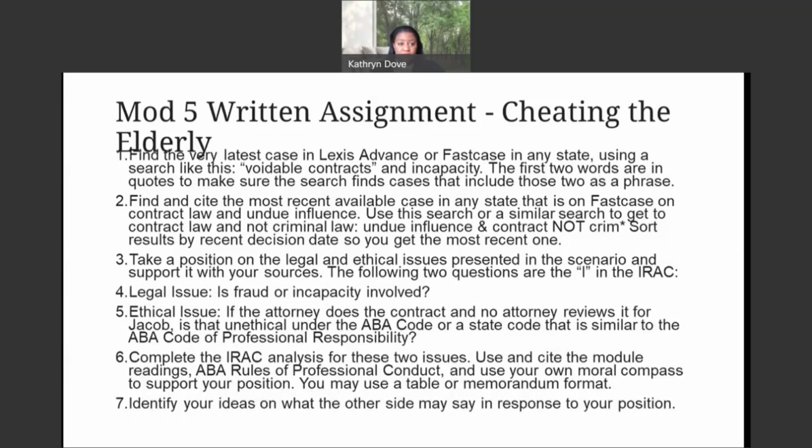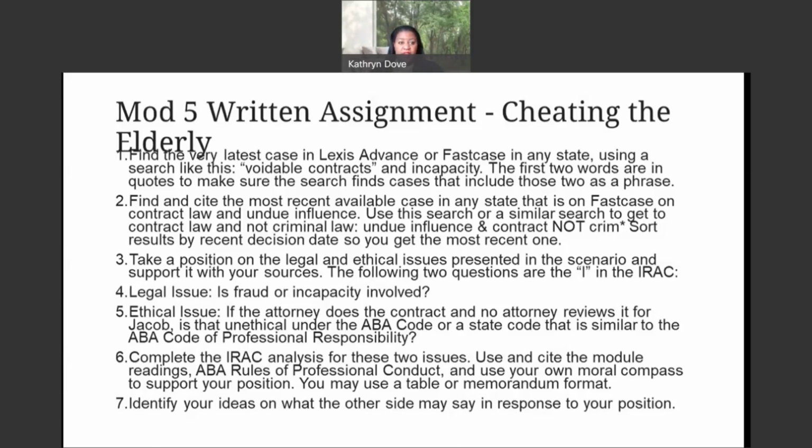Find the very latest case in Lexis Advance and Fast Case from any state using a search like voidable contracts and incapacity. Put the term voidable contract in quotations. That way the case search will search for the terms voidable contract together. When you're searching for a term on Lexis Advance, you need to make sure it is in quotes.